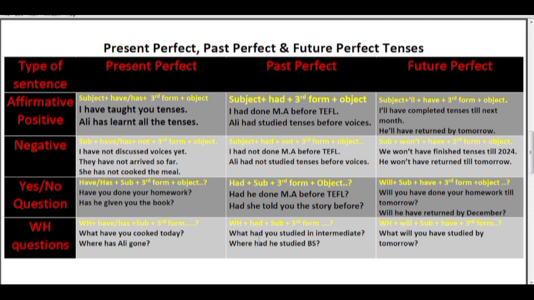In past perfect tense, we introduce WH words, then had, then subject, then third form, and finally question mark. For example, what had you studied in intermediate? Or where had he studied BS? In future perfect tense, we have WH words, then will, then subject, have, third form, and finally question mark. For example, what will you have studied by tomorrow? So that is how we make these structures in perfect tense.